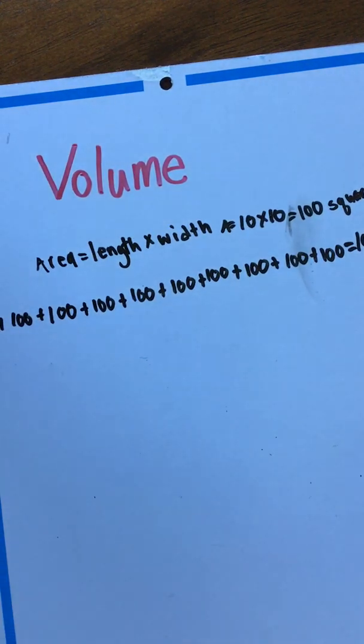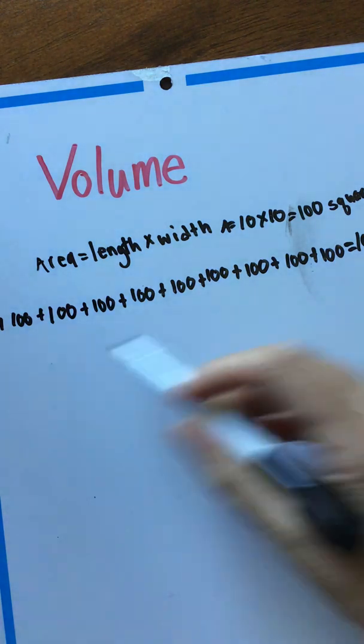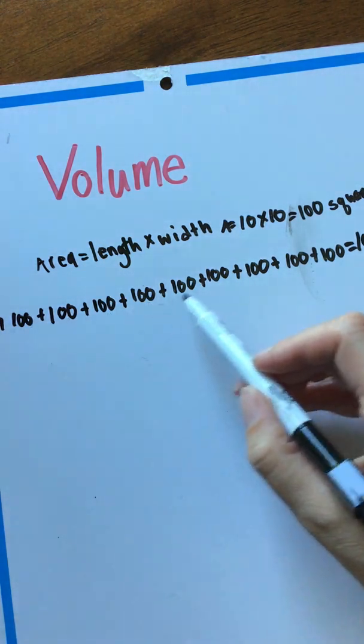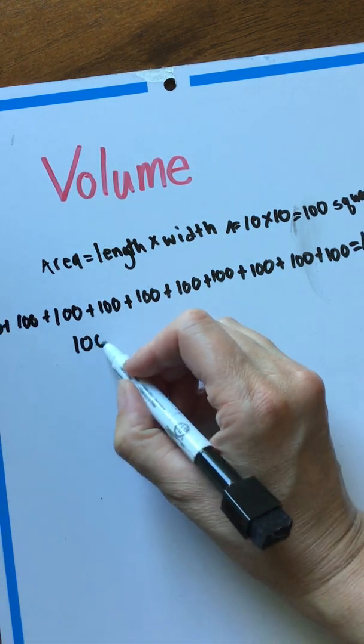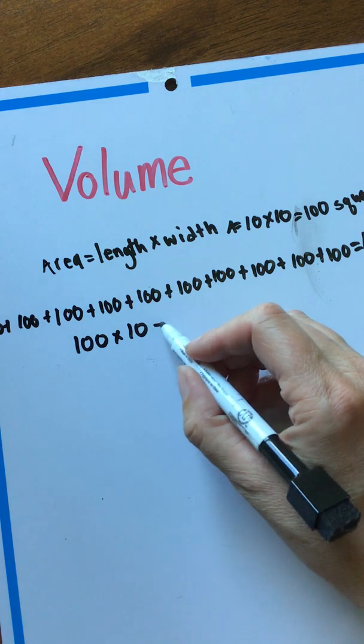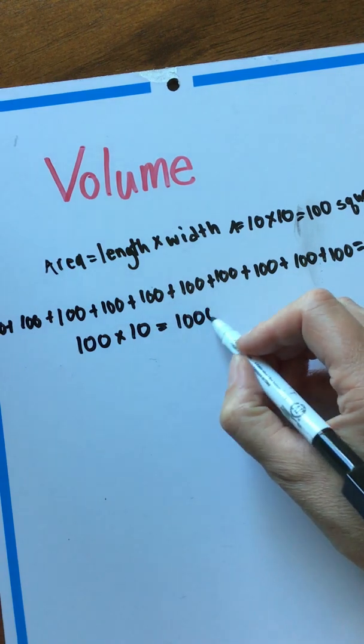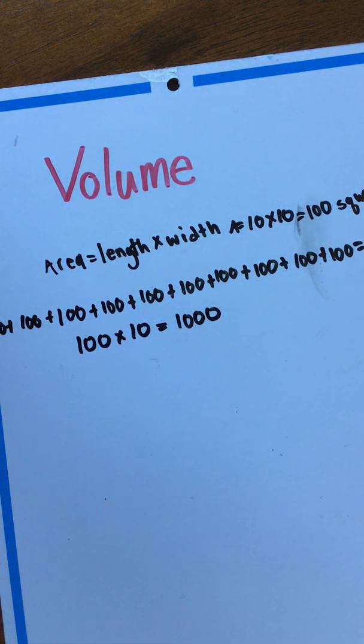Oh my goodness. Does that seem like that would be really fun to add all of that up all the time? I don't think so. So it's way faster to use multiplication. So there are 10 of those. So that'd be like saying 100 times 10 is equal to 1,000. Oh, that was so much faster.